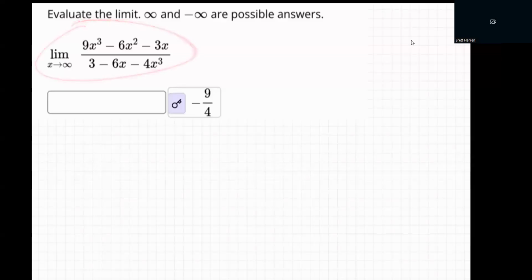Okay, so on this one, we're going to infinity. Now, if you just plugged in the infinity, you'd get, I don't know what you'd get. Basically, infinity over negative infinity. So, oh, it's negative one? No, no, you can't. It's unclear. What it really is is unclear.